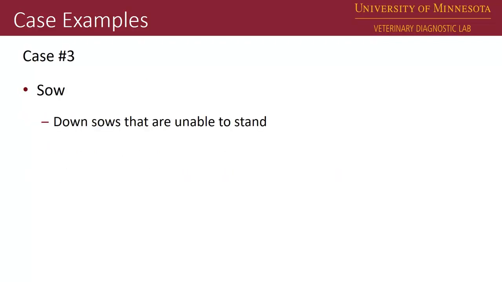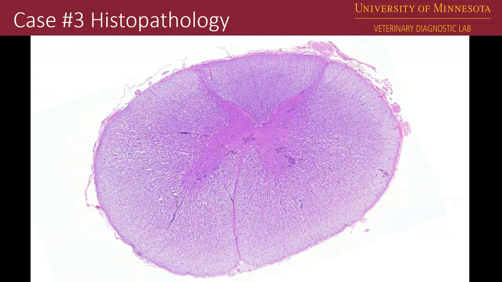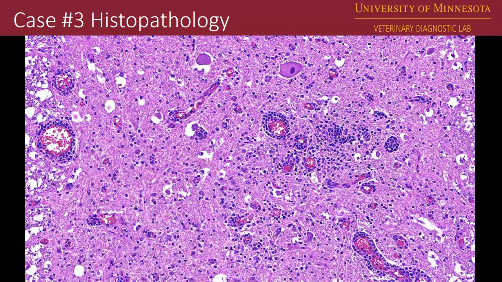Third case, this is a sow, down sow, unable to stand. That's the history here. When we look at the spinal cord, are you guys detecting a pattern here? So here we have ventral gray horn, dorsal gray horn. We see some infiltrate there in that ventral gray horn. In this case, there's a little bit more vascular cuffing, but we still see these big swollen neurons. There's a decreased density, so some of the neurons have already been lost. And then we have infiltration of lymphocytes and macrophages with glial activation.